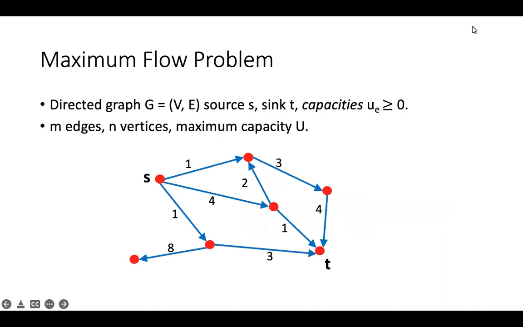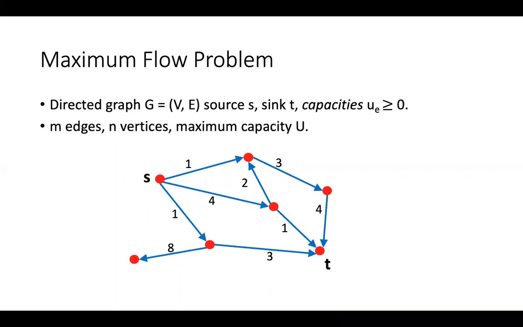To start, I wanted to introduce the maximum flow problem that we study. In the maximum flow problem, we have a directed graph G with a source S, sink T, and capacities U_E at least 0. The graph has m edges and n vertices and some maximum capacity U, which throughout the talk we can think of as some number which is polynomially bounded. Think U is like m squared or m cubed or something like that.